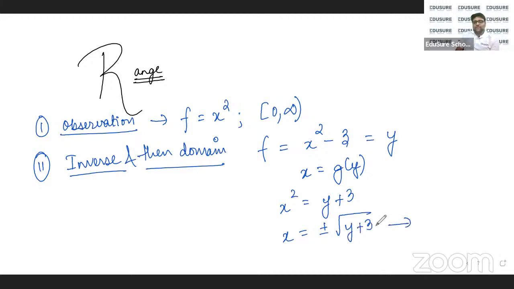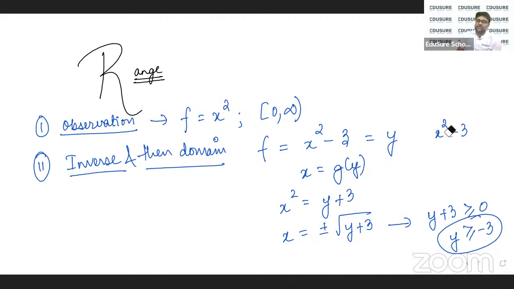So what is the domain for this? The domain for this is basically y plus 3 has to be greater than equal to 0, or y is greater than equal to minus 3. Therefore, range has come out to be minus 3 and above. You can also do it in this way: x square minus 3, and x square has to be greater than equal to 0. Therefore, lowest value is minus 3 and upper value is infinity. You can think about it in any way.